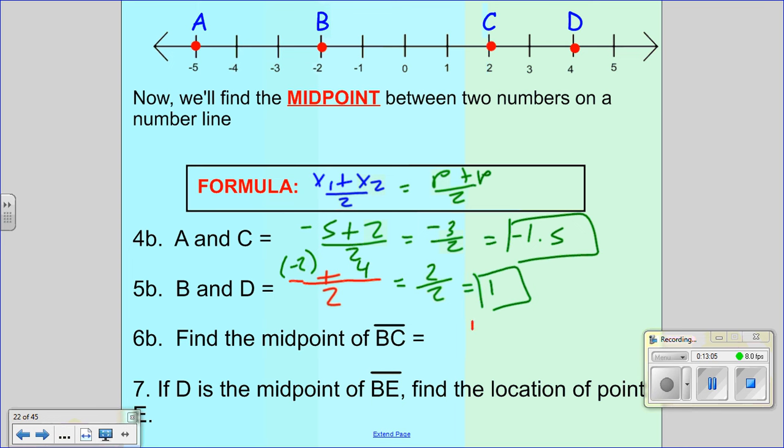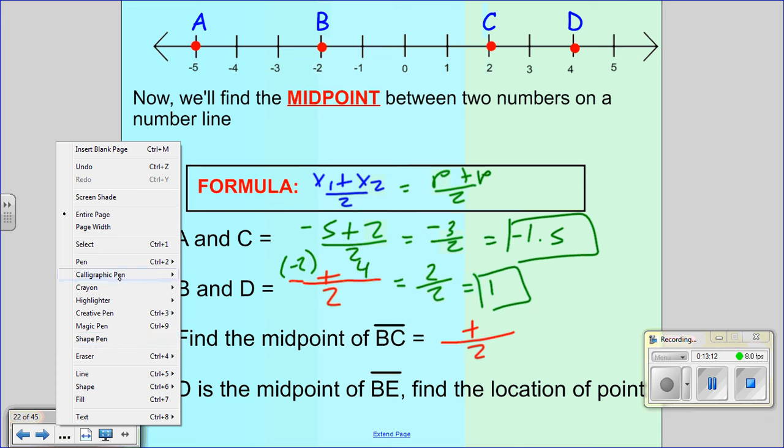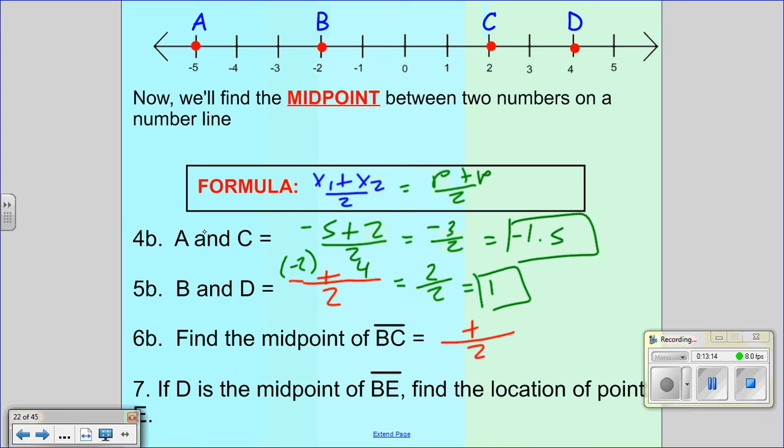Again, put my plus sign, my division bar, and my 2 first and foremost. B is located at -2. C is located at +2. So if I have a -2 and a +2, what are they going to do with each other? Cancel out, exactly. So I'm going to have 0 at the top divided by 2. And 0 divided by 2 is simply just 0.